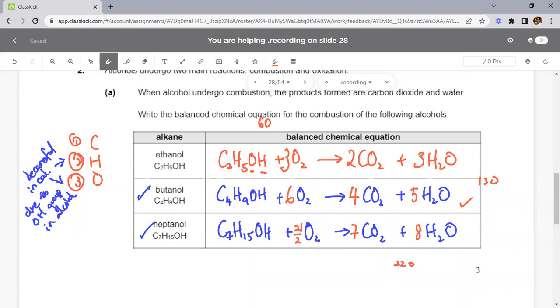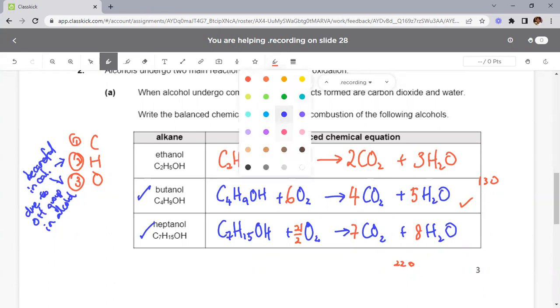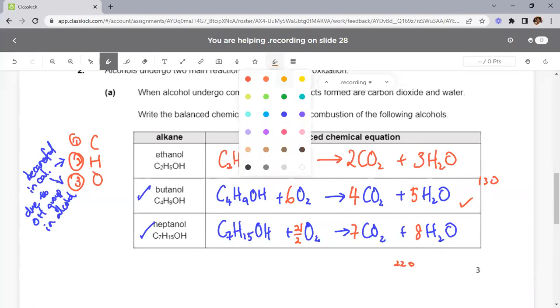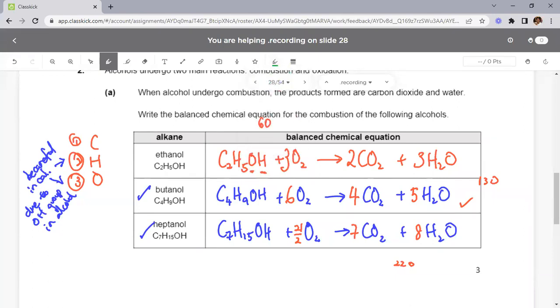Now, you can't write fractions in your balancing equation. That's not what we're going to do. We're going to just make sure that we balance out the whole thing to remove all the fractions. You can't have fractions. So I'm going to multiply 2 throughout. So your final answer will be the one in green.